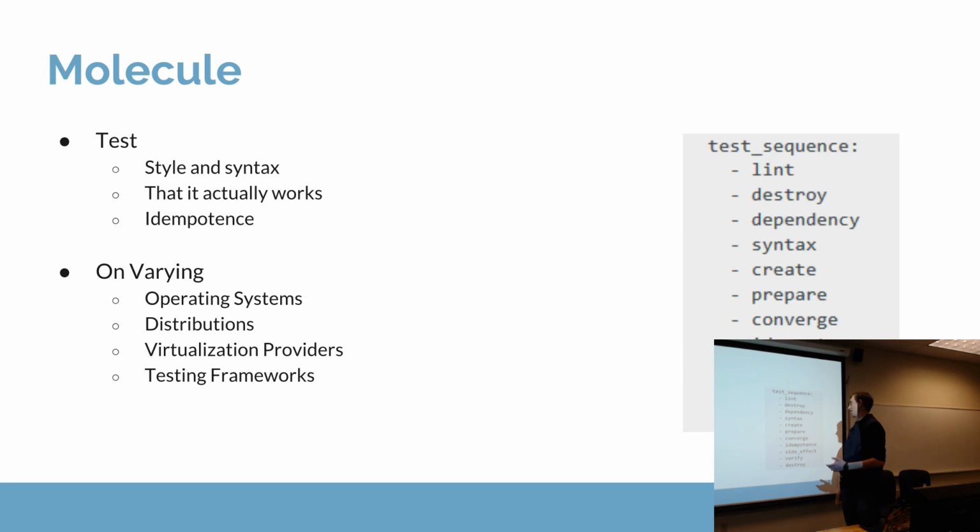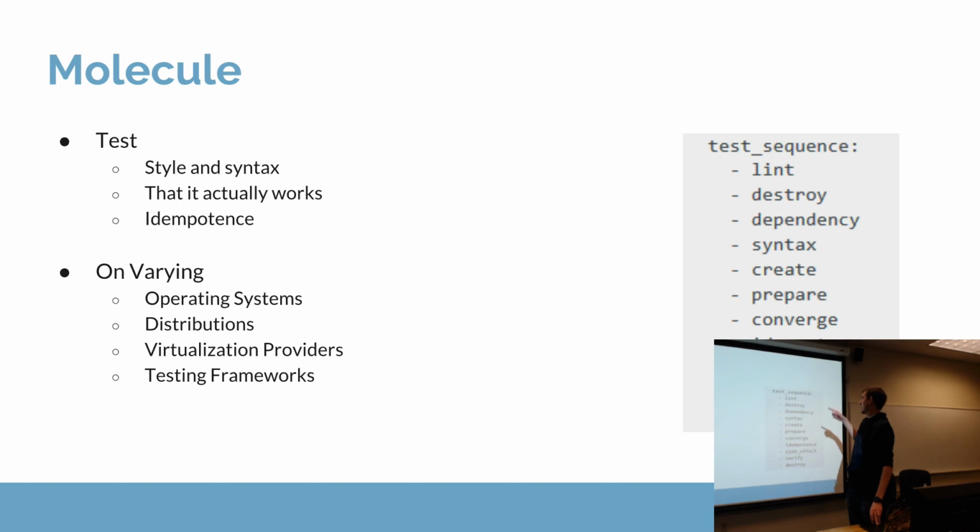So what does molecule test specifically? It does style and syntax through linting. It'll run your playbook and make sure that it doesn't just fail. And then it'll also test for idempotence, which we heard about from Joe and Anthony before, which is running the same thing over and over again, and it won't make any changes if it's already run once. You can also test it, like we said, on varying operating systems, distributions. Molecule really leaves it open to test on a lot of different platforms, as well as use different testing frameworks.